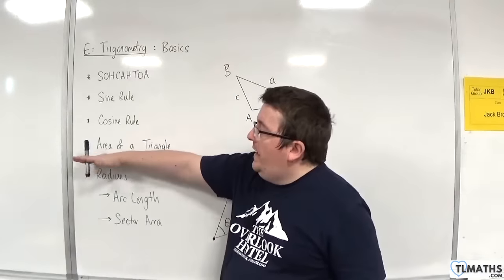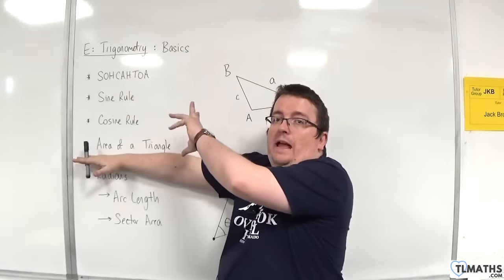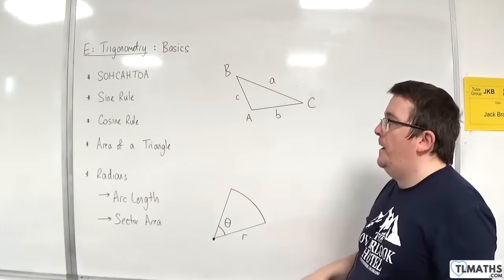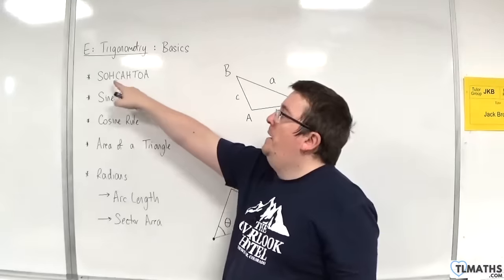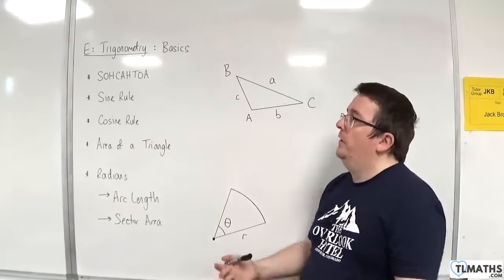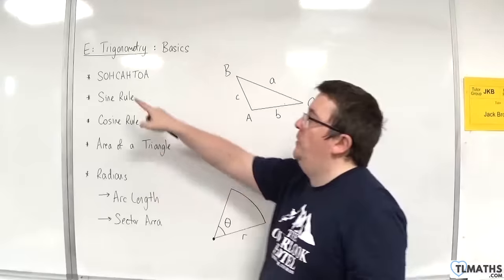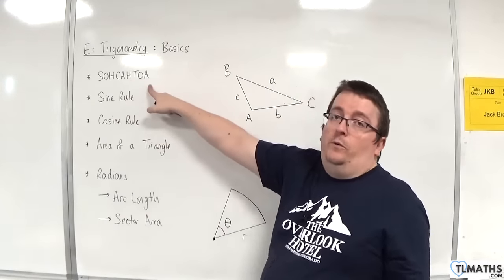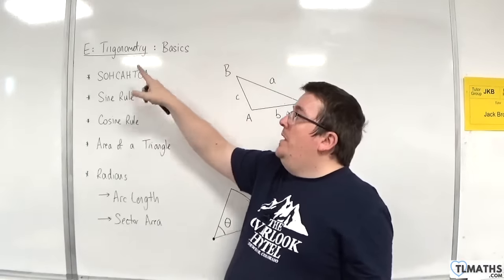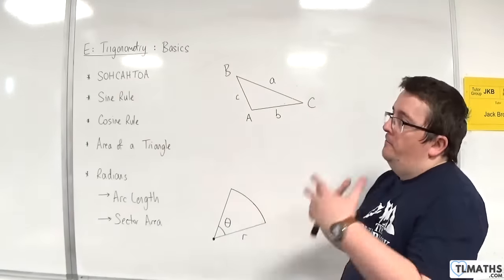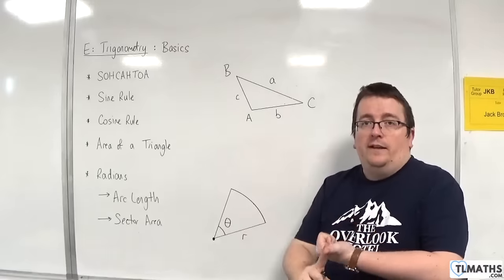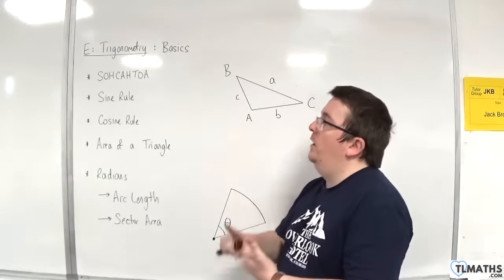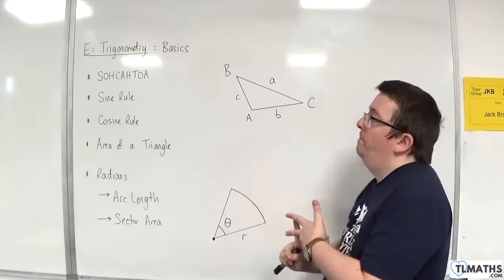So everything up to here is on the AS paper, but radians is not. That's full A level. Okay, so I expect you to be able to work with SOHCAHTOA in right angle triangles, knowing that sine of the angle is equal to the opposite over the hypotenuse, cosine is equal to the adjacent over the hypotenuse, and tan is equal to the opposite over the adjacent. And be able to utilise that in various scenarios, when we're dealing with vectors, when we are dealing with problems in mechanics, or just right angle triangles.